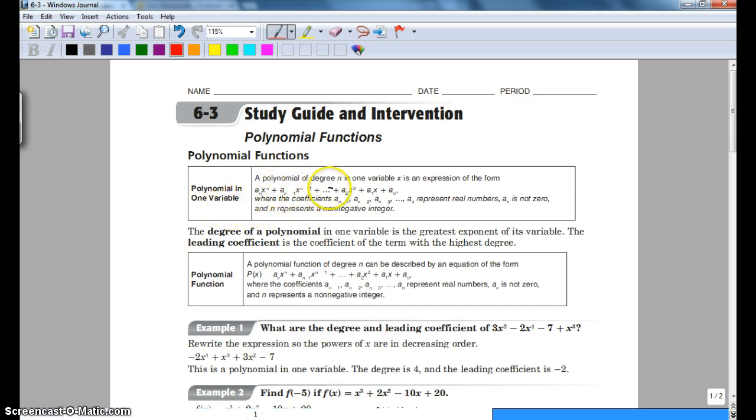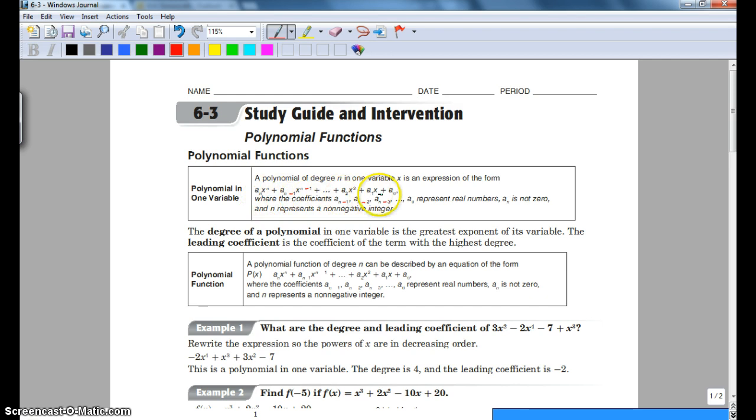A polynomial of degree n in one variable x is an expression of the form a sub n times x to the n plus a sub n minus 1 times x to the n minus 1 plus dot dot dot all the way to a sub 2 x squared plus a sub 1 x plus a sub 0, where the coefficients a sub n minus 1, a sub n minus 2, and a sub n minus 3 all the way to a sub 0 represent real numbers, and a sub n is not 0, and n represents a non-negative integer.